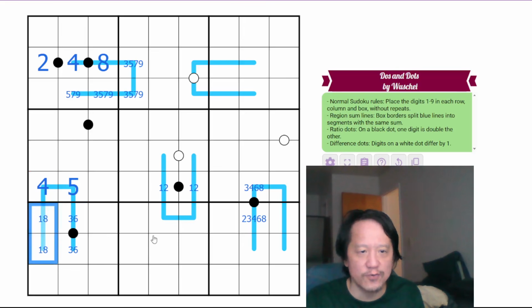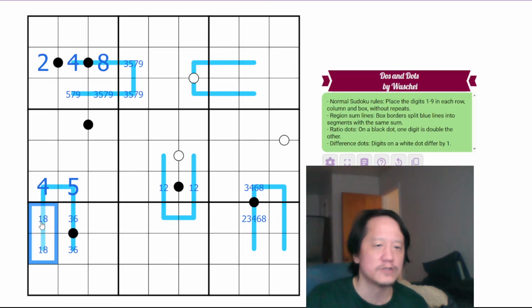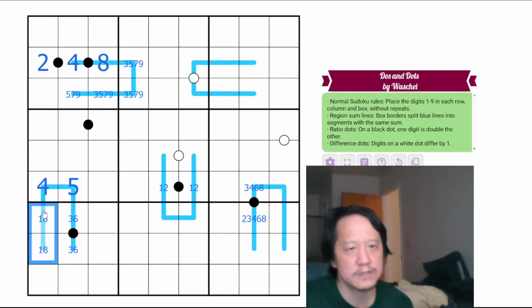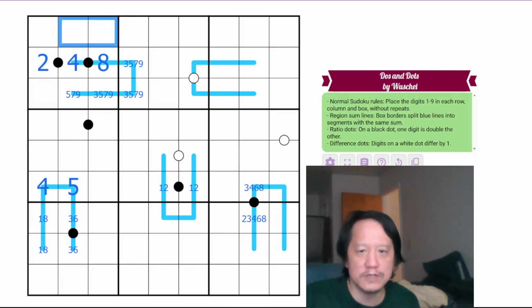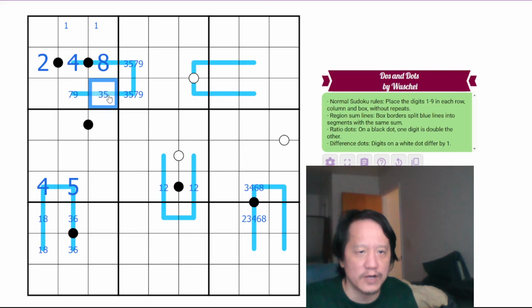This cannot be 4, 5 as a pair to add up to 9. So this must be 1 and 8. So we have a guaranteed 1 here. This is 5, so this cannot be 5. So we don't have 7 or 9 here. This must add up to 12 with that. 4 eliminates 4 here. So that means this cannot be 2 or 8.